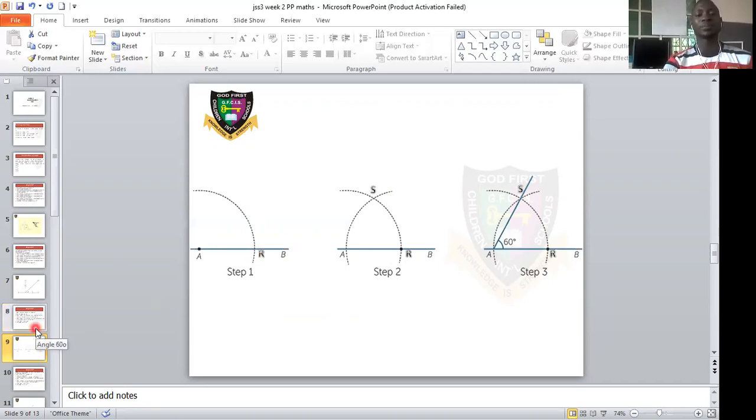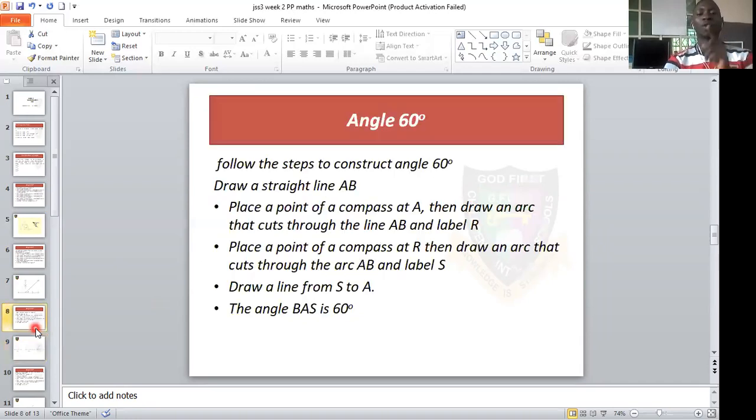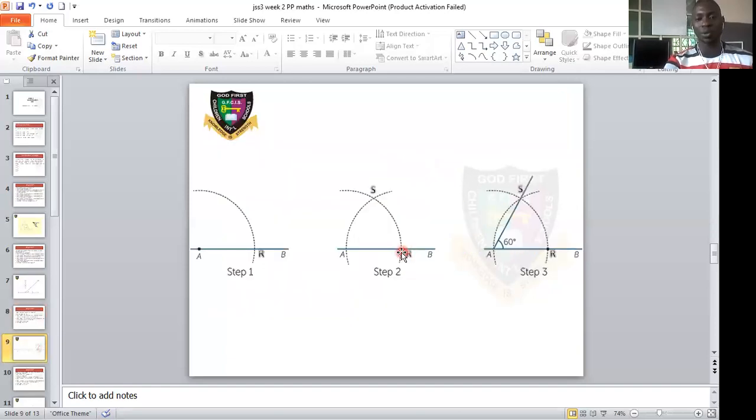Step 2 says, place a point of the compass at R. Place that point of the compass at R, the point of intersection, then draw an arc that cuts through the arc AB and label S. So this is it. Place the point of the compass at R, and cross. This is the arc AB. This is the arc drawn.